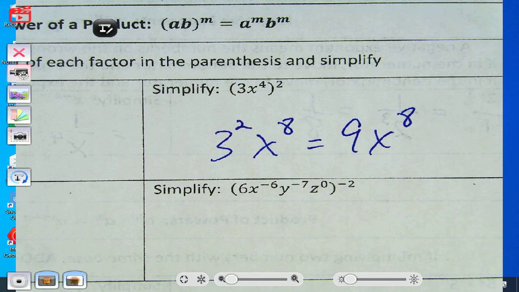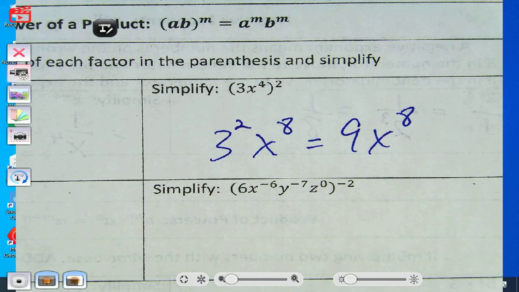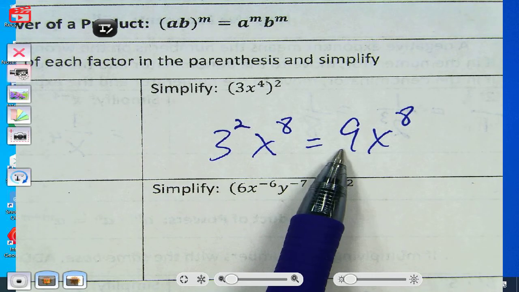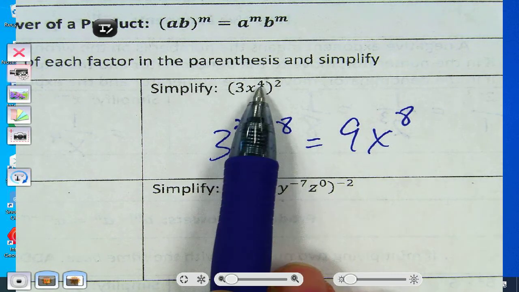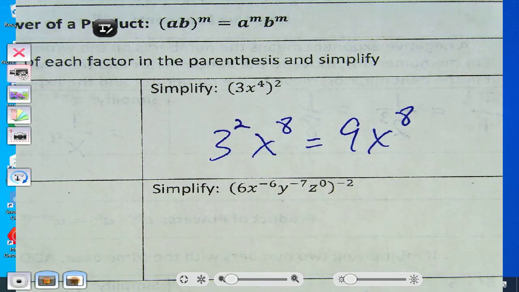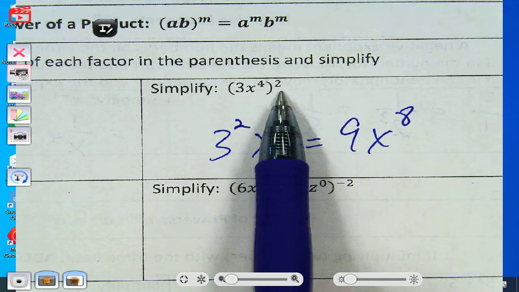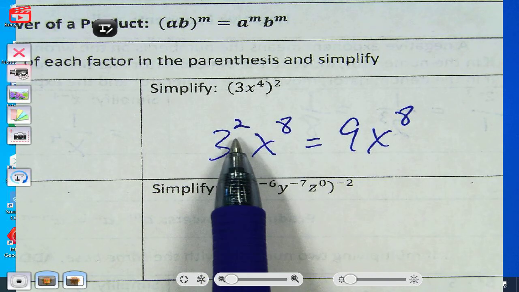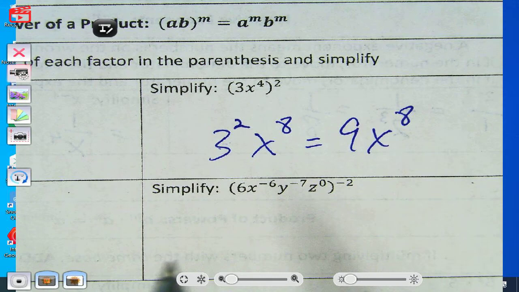Wait, hold on. How do you do this? Can you just go straight to it? You may. 3 times x to the 4th, squared. What's 3 squared? 9. What's x to the 4th squared? Basically just 4 times 2. But how do you get 3 squared? Because you just take the 3 and you see the 2 up there, you square it. You distribute the exponent of 2 to both pieces. 3 is a coefficient. I got you. 3 squared is 9.